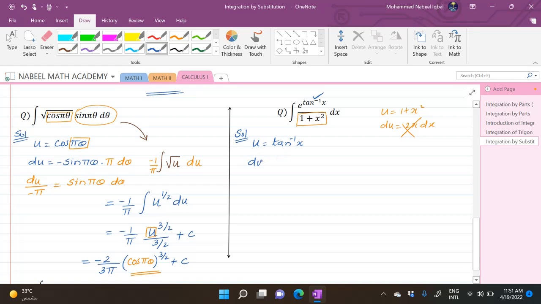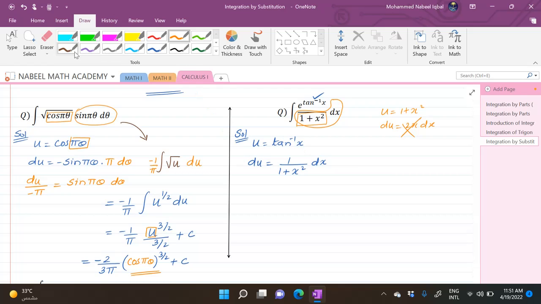When I differentiate tan inverse, you will have 1 over 1 plus x square into dx. So the whole thing is there inside the integral. When I choose 1 plus x square, you will get 2x, which is not inside the integral. That's why we are not going through this one. So I have to choose the correct u, then only you will find du inside the integral.